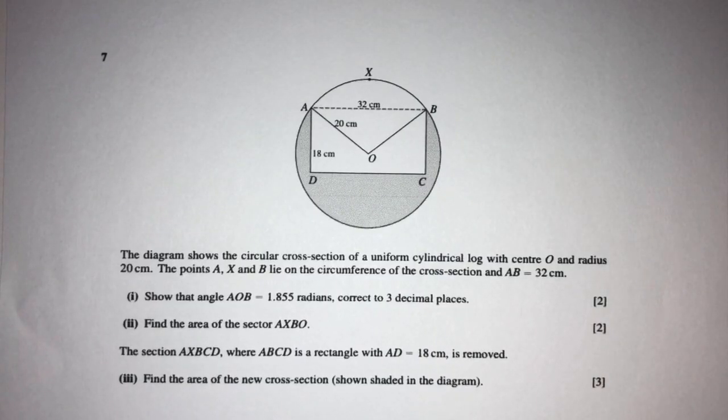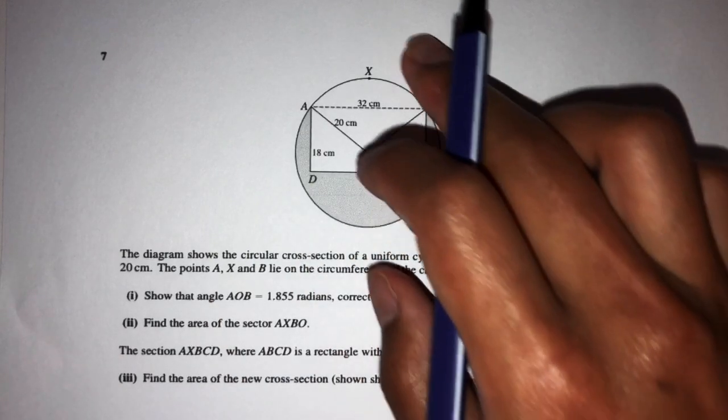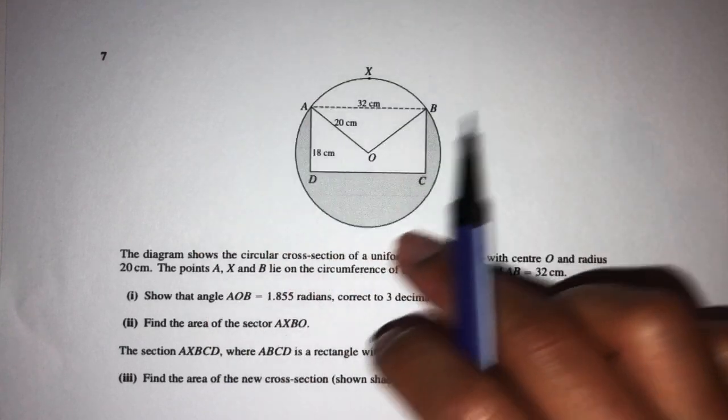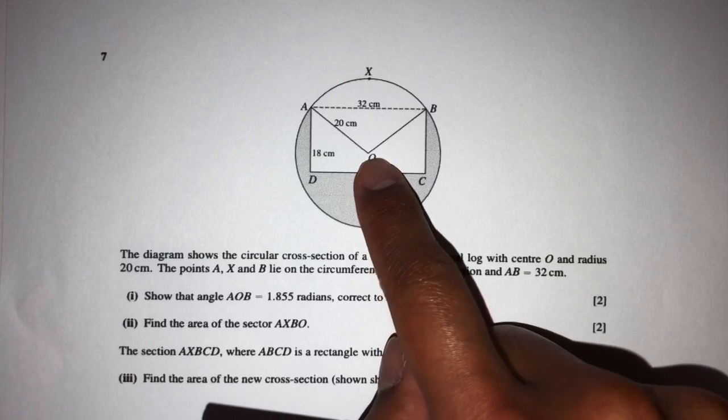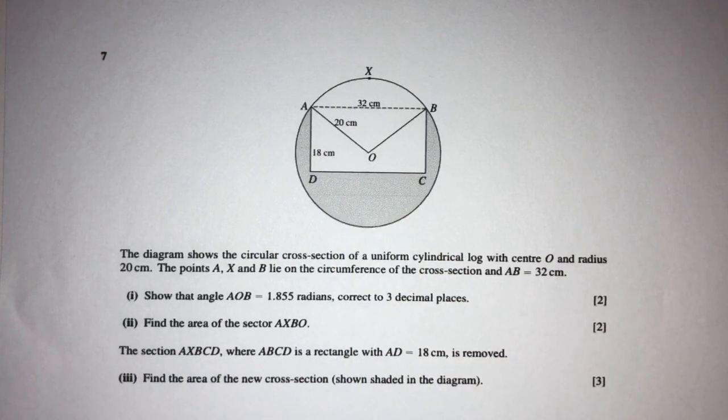Now for this question, let's see what do we have. The diagram shows a circular cross-section of a uniform cylindrical log with center O and radius 20 centimeters. As you can see here, it is a circle first. That's the first thing we know. And the center of the circle is O. Okay, good. And the radius is 20. So these are the given information that we have at first.